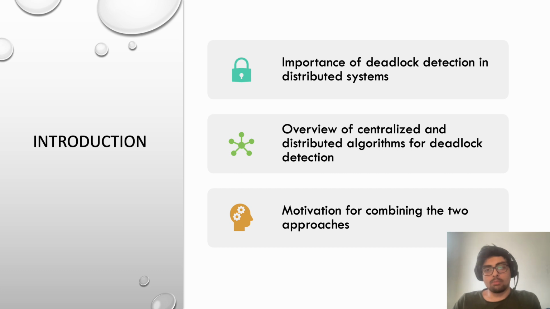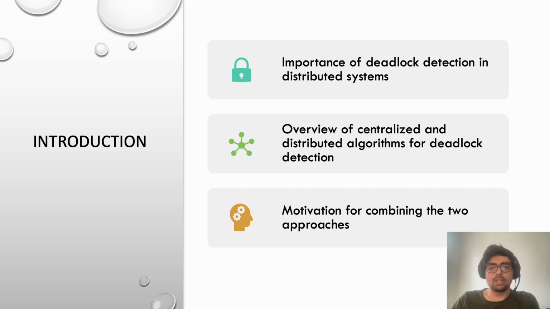Okay, so let's talk about deadlock detection in distributed systems. Deadlocks are a big problem that can cause system-wide failures and compromise data integrity. That's why detecting and resolving deadlock in distributed systems is very crucial.